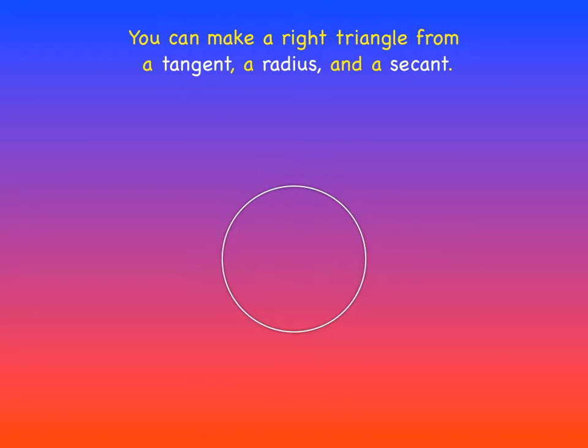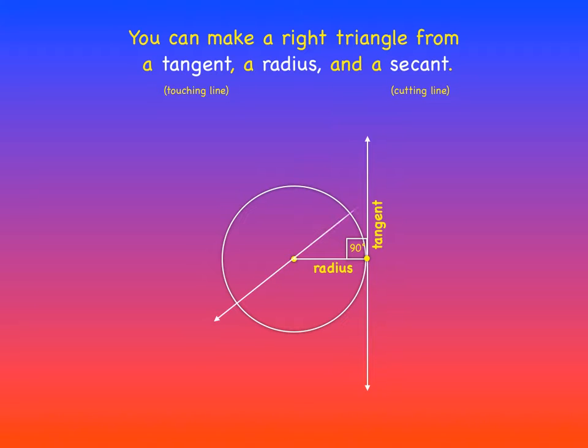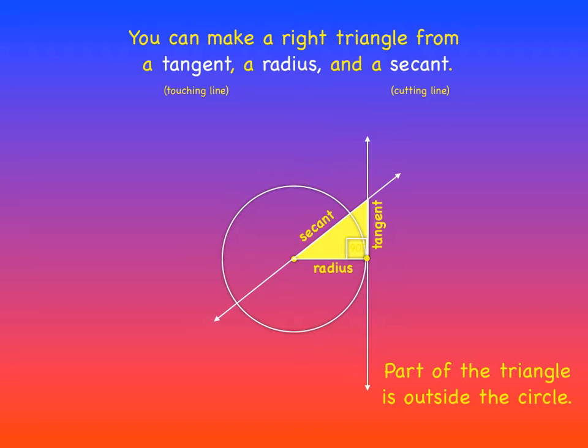You can make a right triangle from a tangent, a radius, and a secant. Tangent, radius, and secant. Part of the triangle is outside the circle.